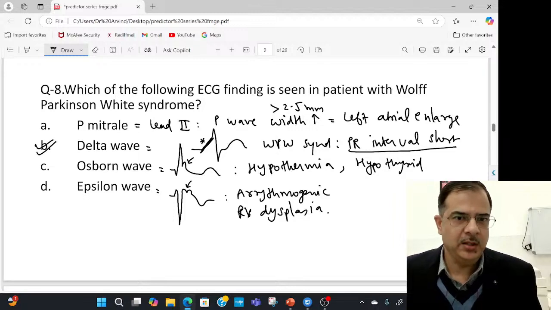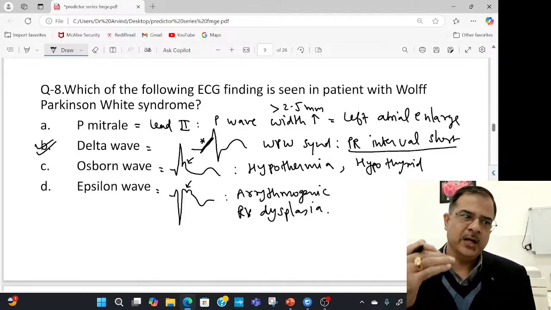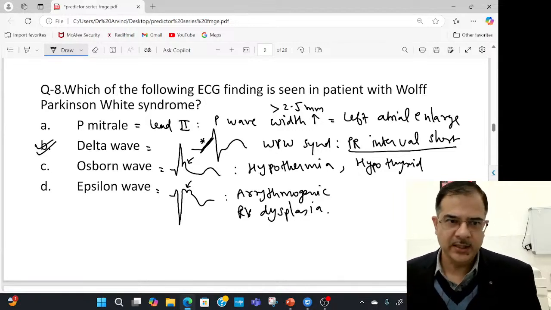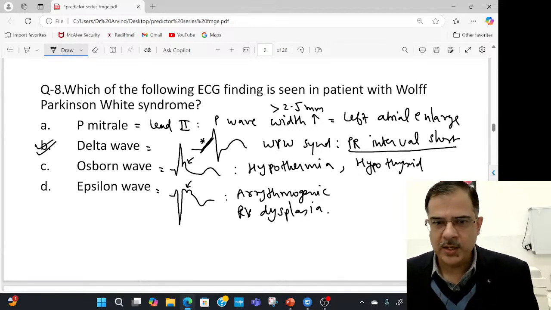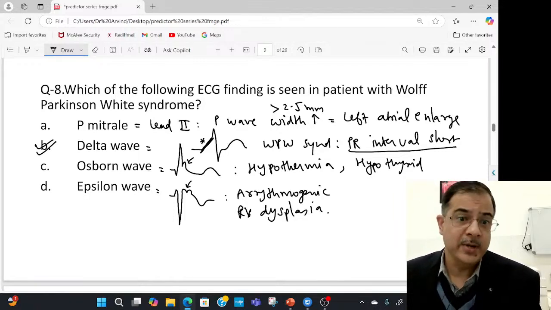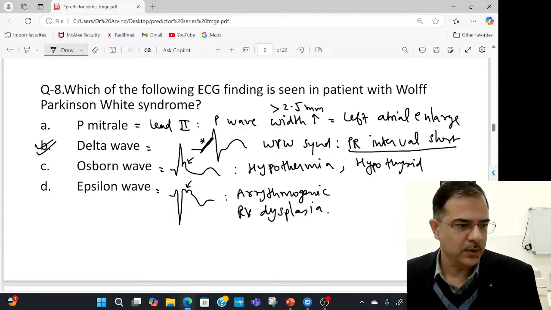So these are the other examples of the classical findings in the ECG. What are the other causes of those classical findings? Now come to the next one. Rabbit ear is typically seen in right bundle branch block.